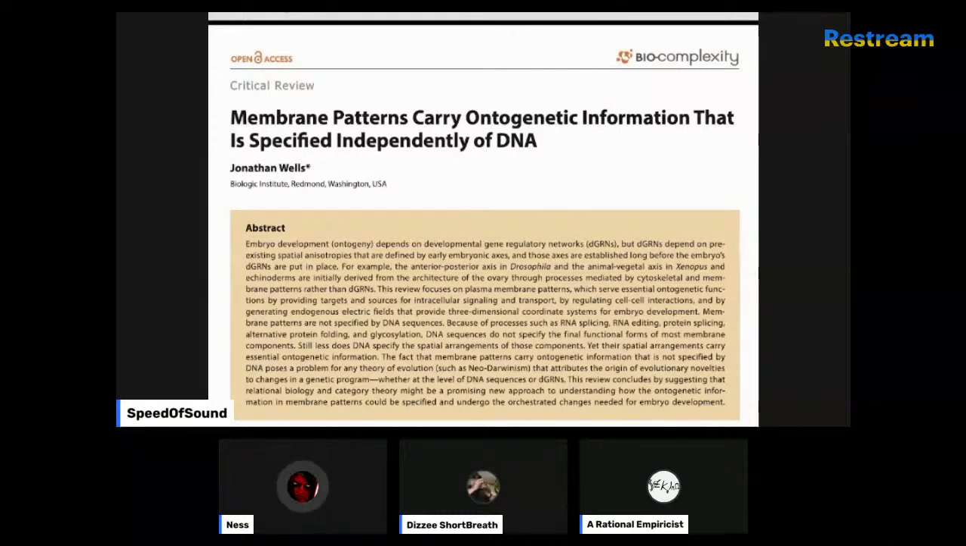For example, the anterior-posterior axis in Drosophila and the animal. And that's been known for a long time, that the signal that defines the body axis is pre-imposed by bicoid, I think, if I'm not mistaken. In the case of Drosophila, bicoid, right? That's one of them, and then there's caudal, I think.